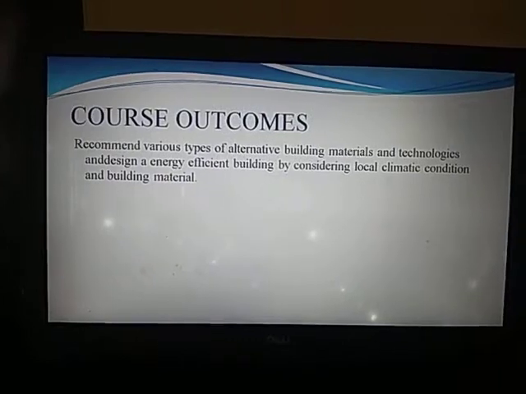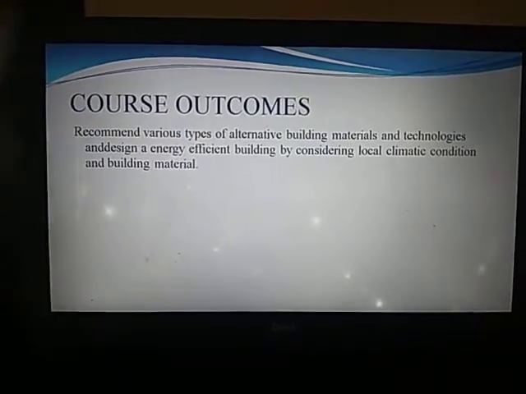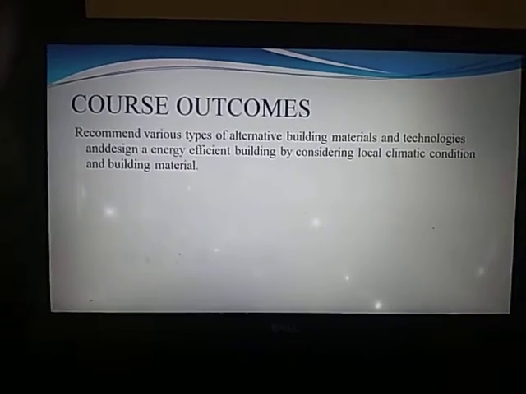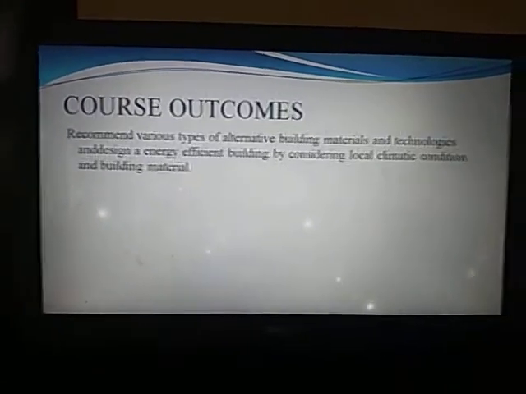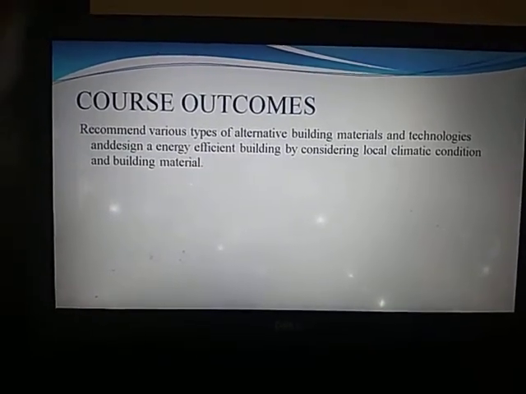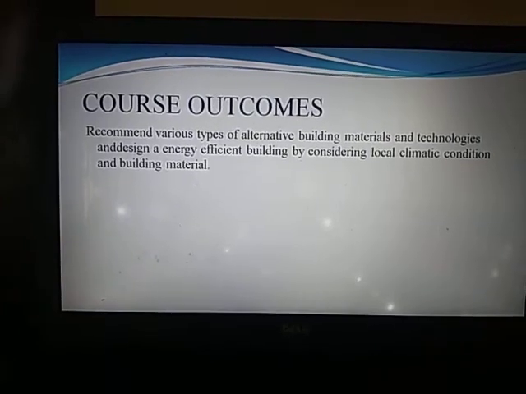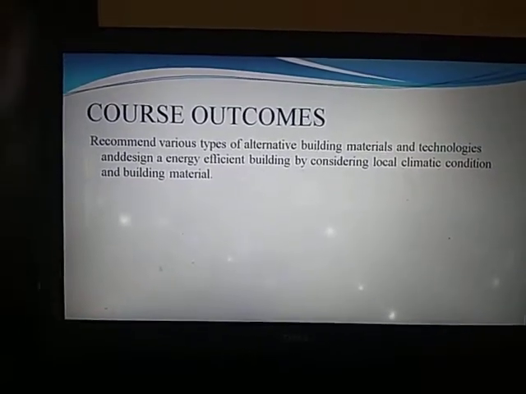The students will be able to recommend various types of alternative building materials after studying this module, and also know what technologies can be used to choose the alternative building materials, and you can design energy efficient buildings by considering local climate conditions and building material.